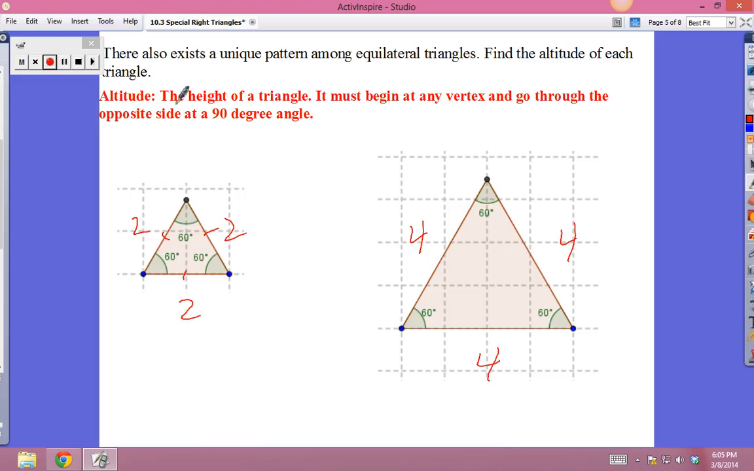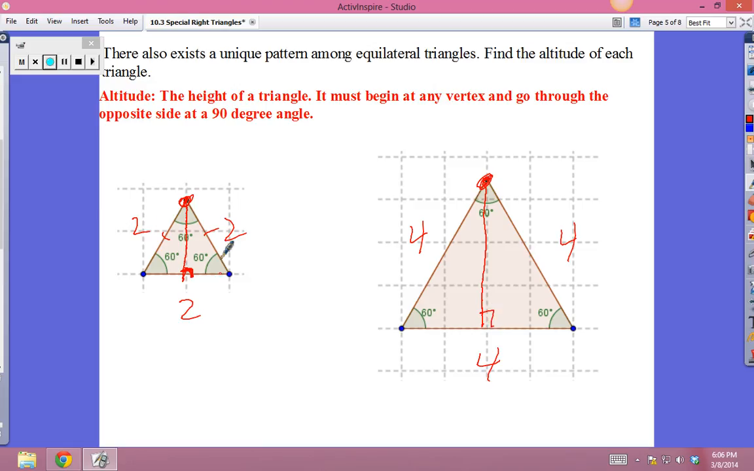Okay, and we're going to ask you to find the altitude. The altitude is the height of the triangle. So if you go from a vertex to the base and create a 90-degree angle, that is the altitude. That's the height of the triangle. So we want to know how tall these triangles are.